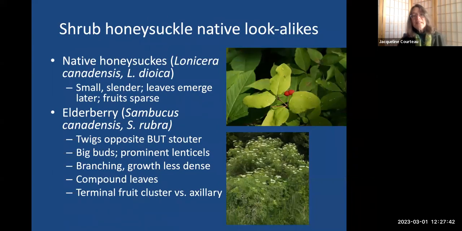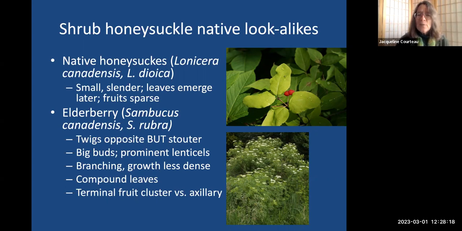So what are some natives that you might confuse this with? Well, of course, we do have some native honeysuckles, including Lonicera canadensis and Lonicera dioica. And I am so sorry, I have forgotten to include the common names. I think Lonicera canadensis is Canadian fly honeysuckle, or Canadian honeysuckle, and dioica is maybe... Well, you can look up the common names. I'm sorry, I didn't include those.